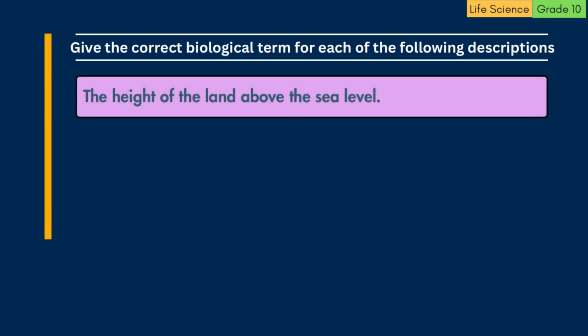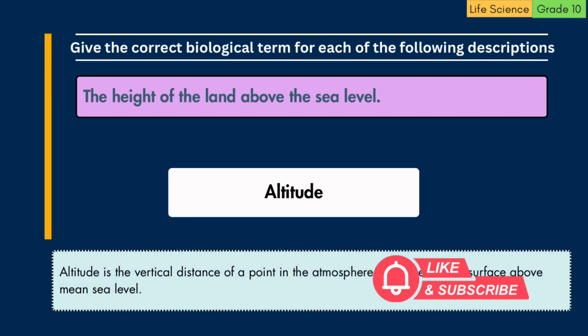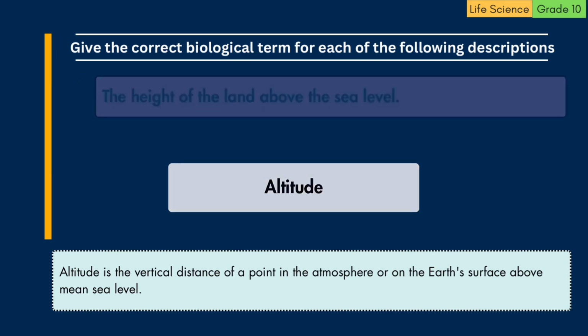Question: the height of the land above the sea level. The correct answer is altitude. Altitude is the vertical distance of a point in the atmosphere or on the Earth's surface above mean sea level.